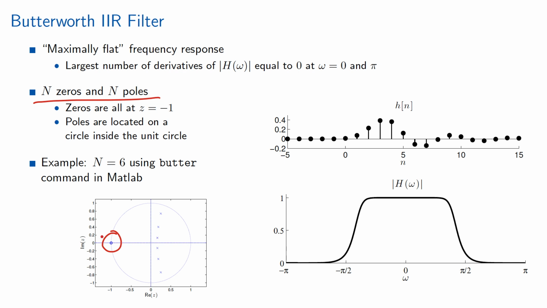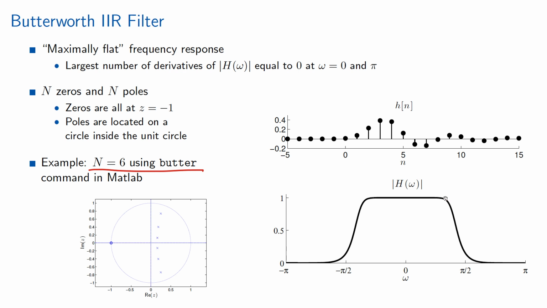And all of the poles are located on a circle of some radius, potentially very large, but always inside the unit circle. And there are actually formulas for these zeros and poles, but the formulas tend to be rather complicated. The nice thing is there's a command in MATLAB, the butter command, that will design you a Butterworth filter automatically. And here's just an example of a 6th order, n equals 6 Butterworth filter that has 6 delays in the moving average component, 6 delays in the recursive component.